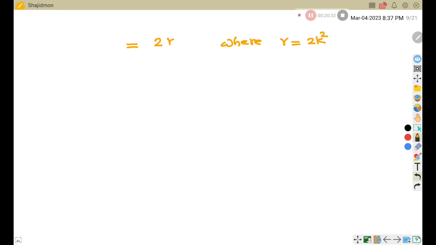2r means that number should be what type of number? 2 times an integer, correct? So it should be an even number. That means n squared, what we got? N squared is an even number. N squared is an even number means Q is also true, correct?